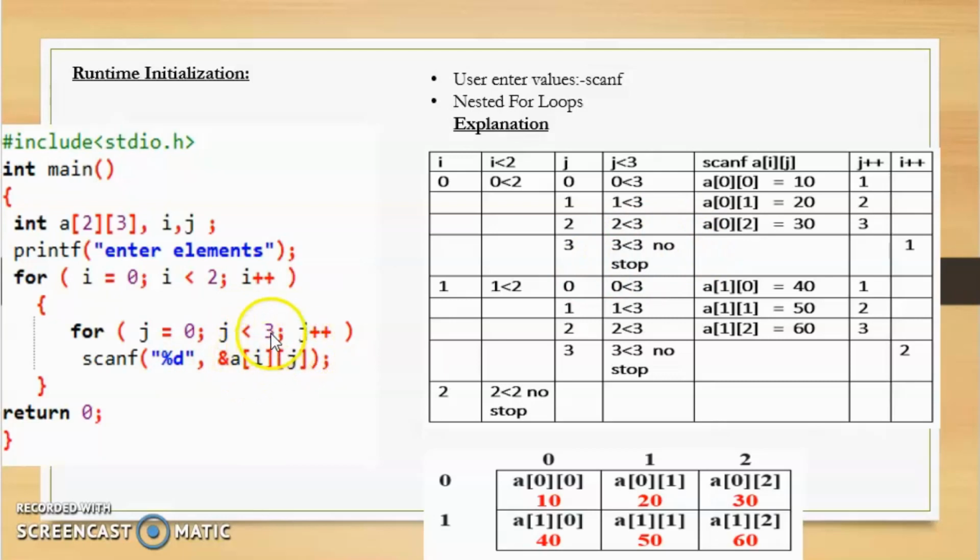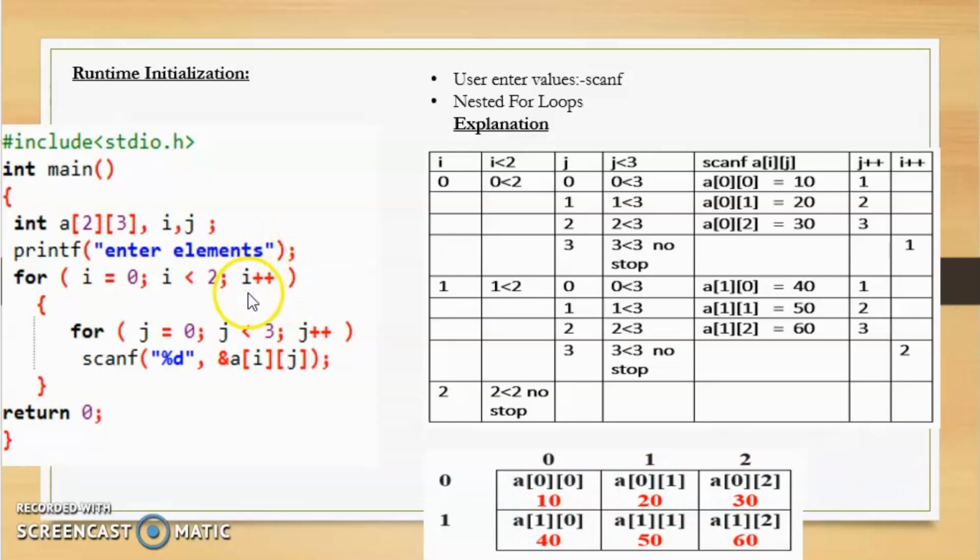Now once the inner loop terminates, it will continue with the outer for loop. Once the inner for loop terminates, the i value will get incremented. Initially it was 0, now i value has become 1. After this first iteration, we have inserted values in the 0th row, that is 10, 20 and 30. The elements in the 0th row have been inserted.